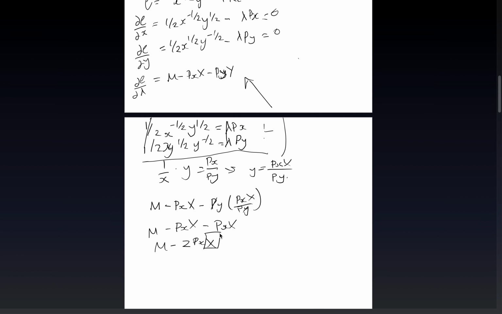So what we want to do is find x. So we do m equals 2p of x, x. And obviously that means that x equals m over 2p x.